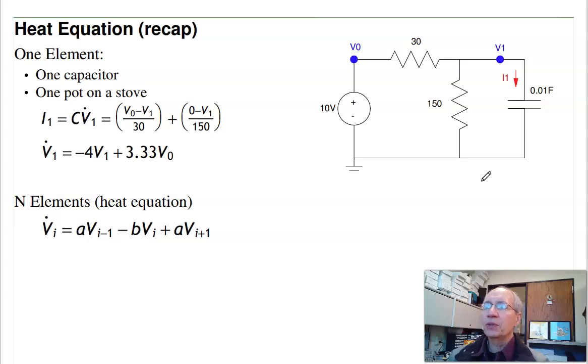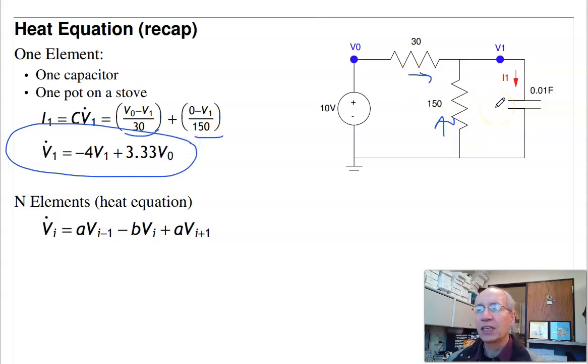So, if I have circuits with inductors, they behave very differently than circuits with capacitors. Going back to last week, for a capacitor, I equals C dV/dt. The current I1 is the current from the left plus the current up. Current from the left is V0 minus V1 over 30. Current up is 0 minus V1 over 150. Plug in numbers.